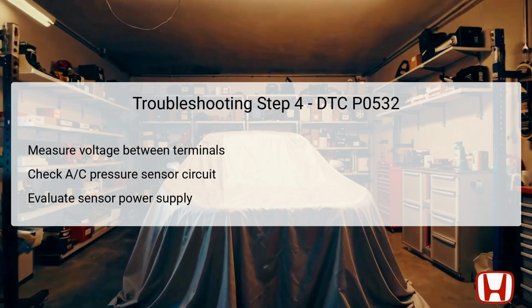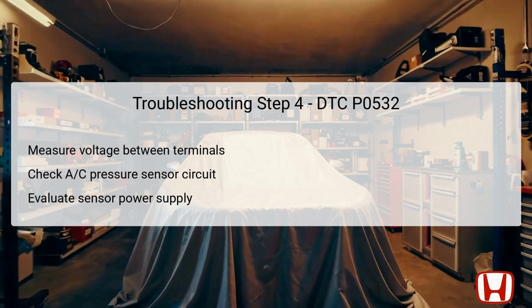This step focuses on further diagnosis of the AC pressure sensor connection to the power supply. First, ensure that the ignition switch is still in the on position. Utilizing a multimeter, measure the voltage between AC pressure sensor 3P connector terminals number 1 and number 3, which corresponds to the sensor's power input and ground connections.